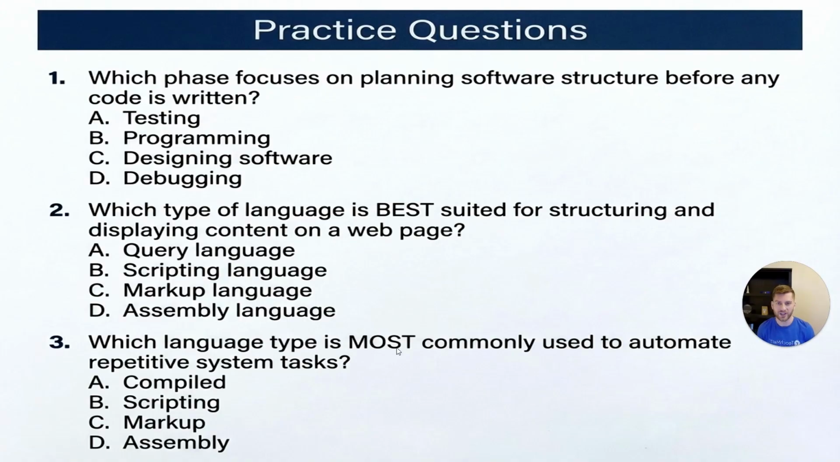Number 3, which language type is most commonly used to automate repetitive system tasks? That is going to be B, which is scripting. Remember, our scripting languages are mainly used for our more repetitive tasks that we're looking to automate, or for system administrator tasks, or for different types of more simple tasks. These questions, especially on this exam, if you see automation, your mind should immediately jump to scripting if it's asking about a language.